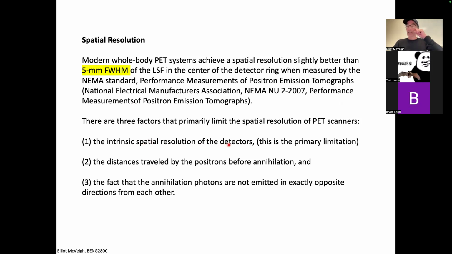So the intrinsic spatial resolution of the detectors themselves, the geometry of those crystals, is actually the primary reason you get all this blurring. The distance traveled by the positron depends on the energy of the positron. It depends on the nucleus. We'll see a little chart about that. And remember, we saw that it was 180 degrees plus or minus like 0.3 degrees. That blurs it a little bit, but not as much as the actual geometry of these crystals.